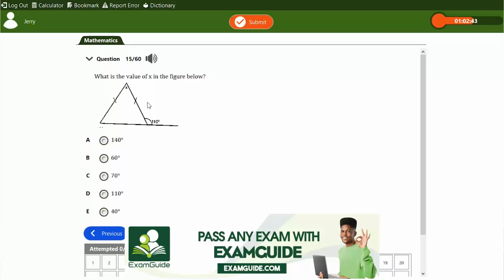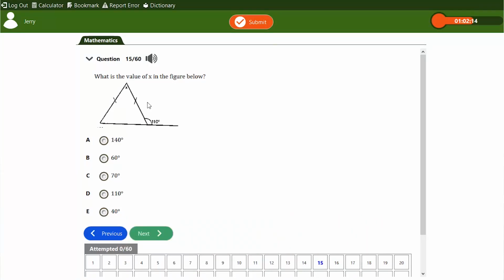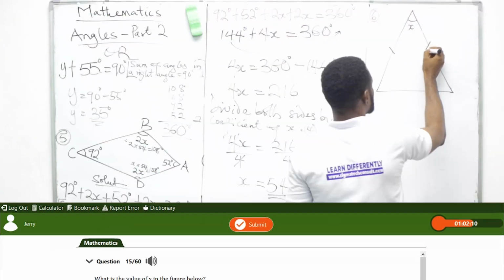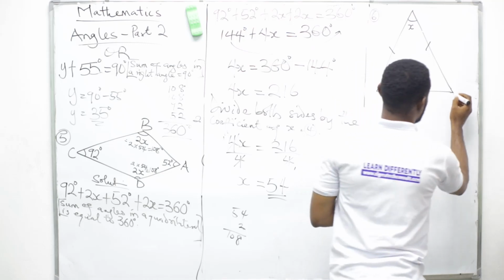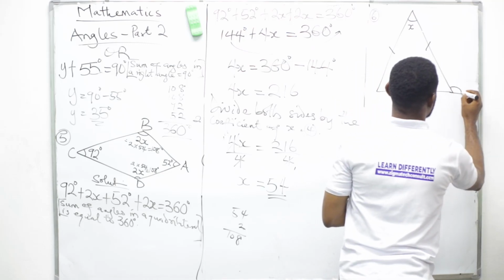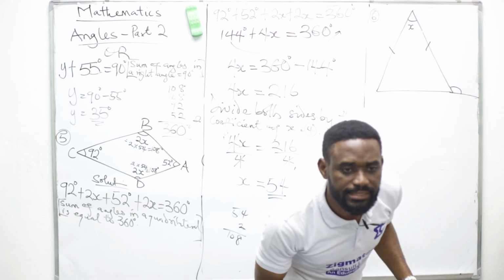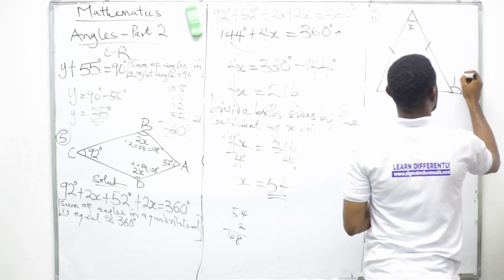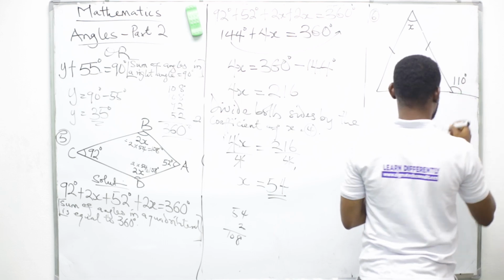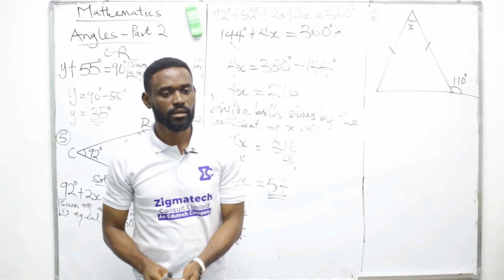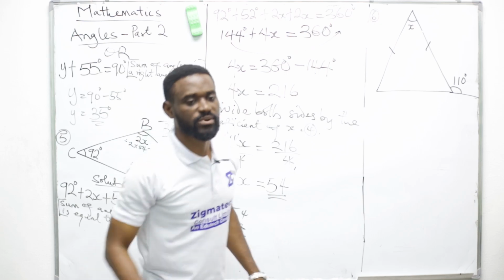Let me show you the figure. I think that will be our last example today. Okay, here we have x, this, then here we have 110 degrees, okay? And they're asking us to find the value of x.